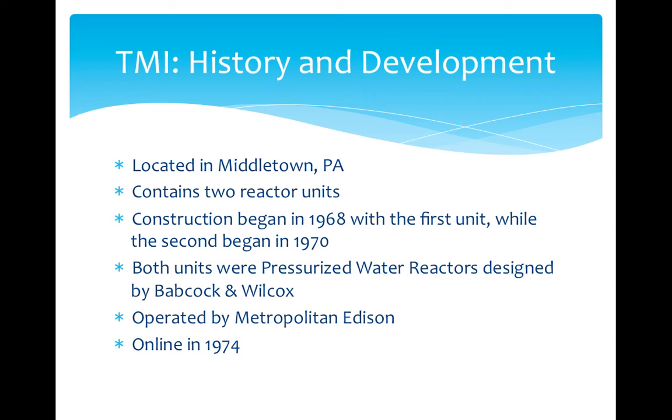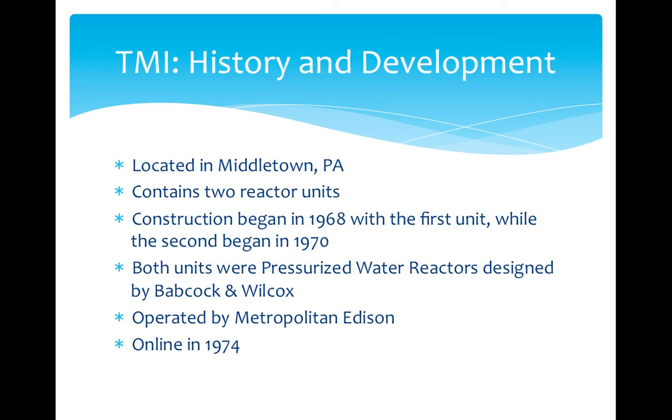Three Mile Island Nuclear Station is located in Middletown, Pennsylvania, and contains 2 reactor units, Unit 1 and Unit 2. Construction for TMI began in 1968 with the first unit, while the second unit's construction began shortly after, in 1970. Both of TMI's units are pressurized water reactors that were designed by Babcock & Wilcox, one of the major power companies at that point in time, and built by Gilbert Industries.